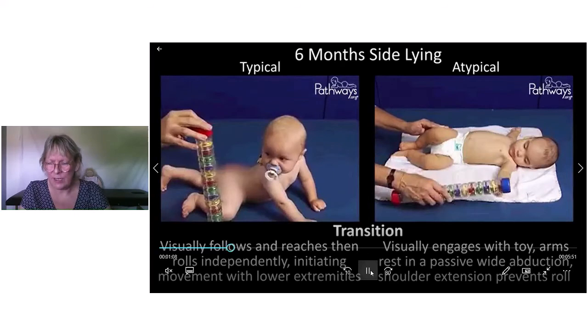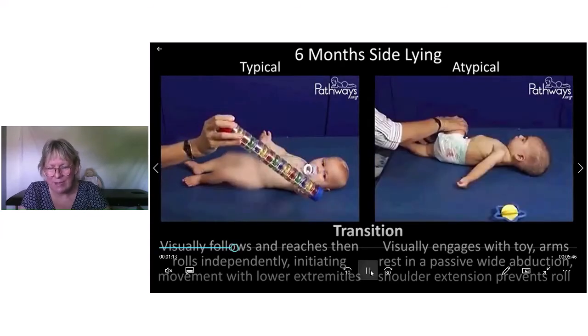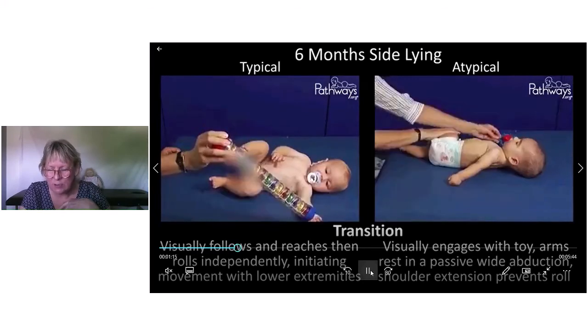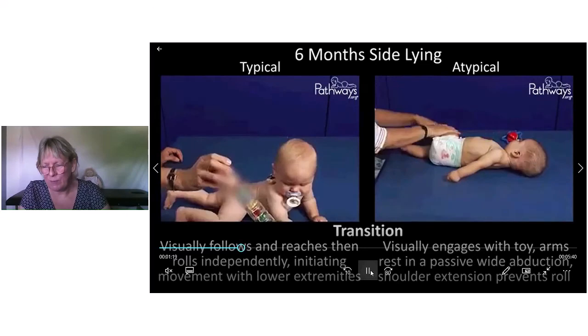So the left one is turning, typical for 6 months, hand relay, and he's even put up his knee in prone position, ready to come up into the crawling position.